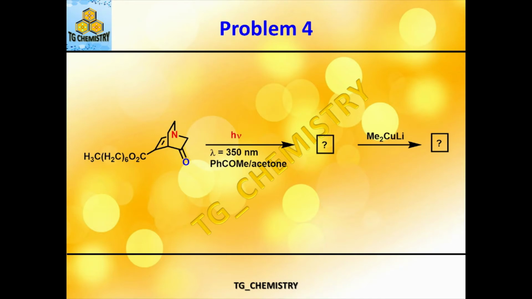You can see, substituted quinuclidinone, and on photoirradiation of wavelength of 350 nanometer, and in presence of the mixture of solvent of acetophenone and acetone in a ratio of 5 to 95 or 1 to 19, whatever way you want to represent, eventually produces one compound which is marked here inside the box as the question mark. And upon lithium dimethyl cuprate, this will produce another product. So what can be the product, we will see, and we will follow the mechanism of how the products can be obtained. Let's see.